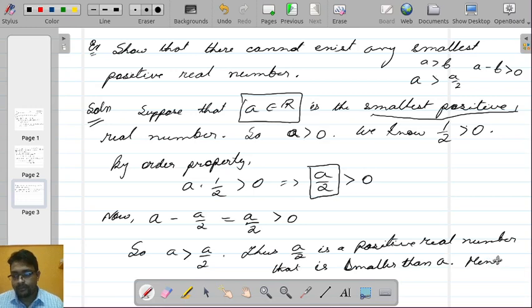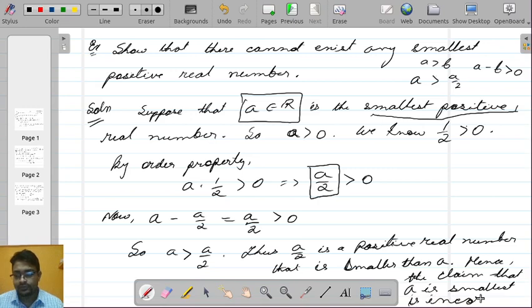Hence the claim that a is smallest is incorrect. So there cannot exist any smallest positive real number.